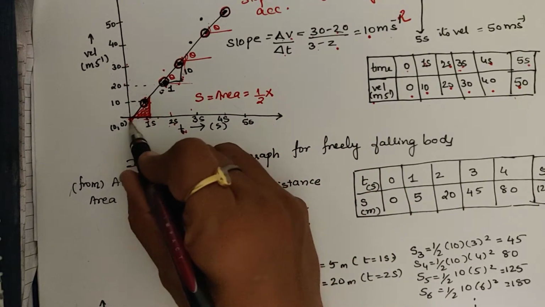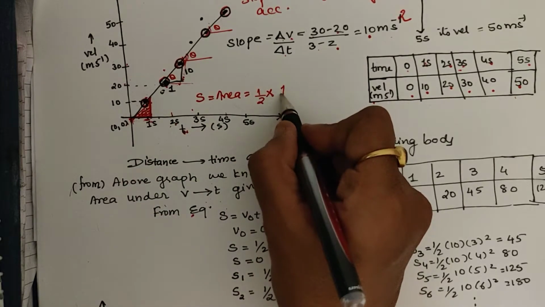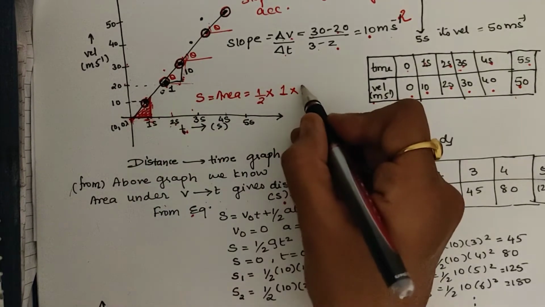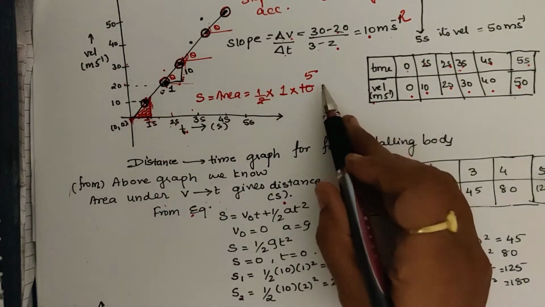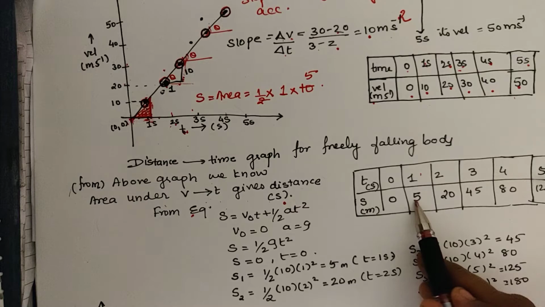So base is 1, fine. 1 minus 0 is 1, and the altitude is what? 10. So this becomes 5. So in 1 second what would be the displacement? In 1 second the displacement is 5.